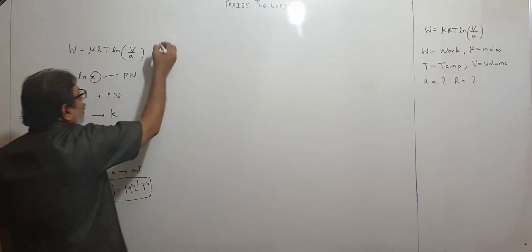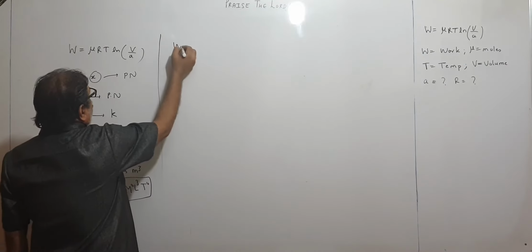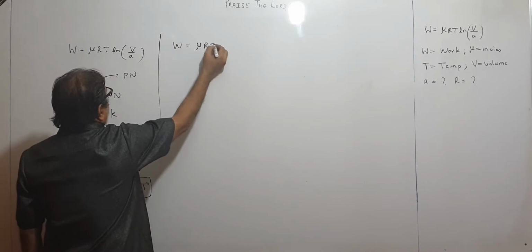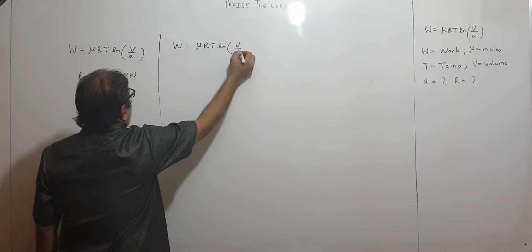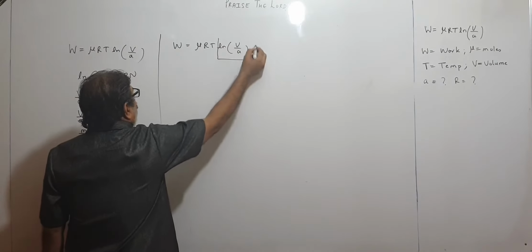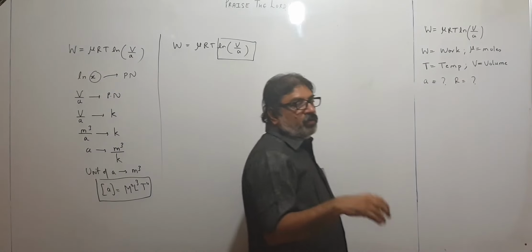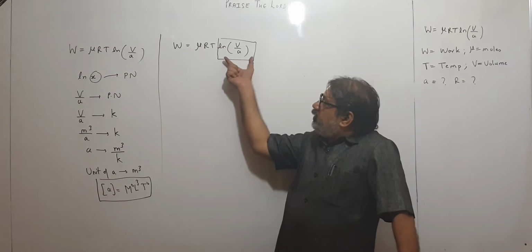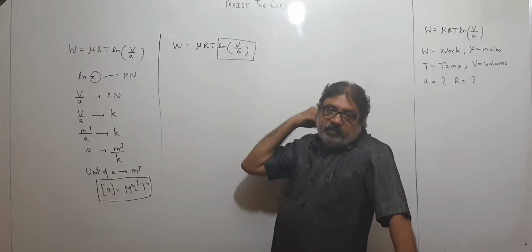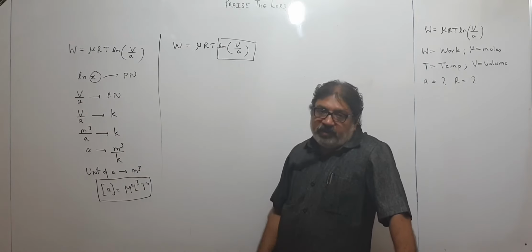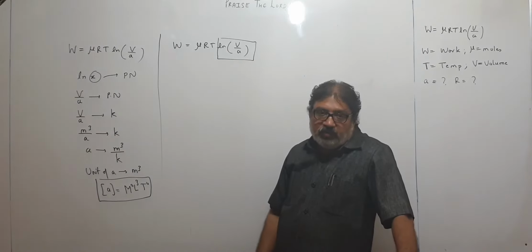Then see children, W is given to me as mu RT log V upon A. You already know that log also is a pure number, I have told you. Log x will be also a pure number. So this much portion has got no units. So let us forget about it because it is a constant. Because we are only concerned about the units.